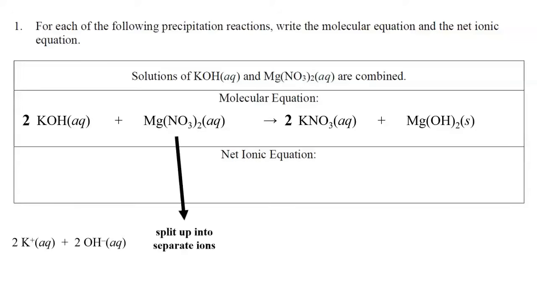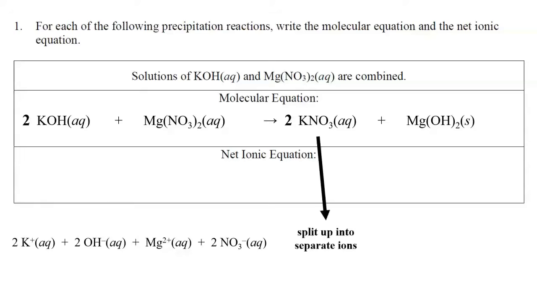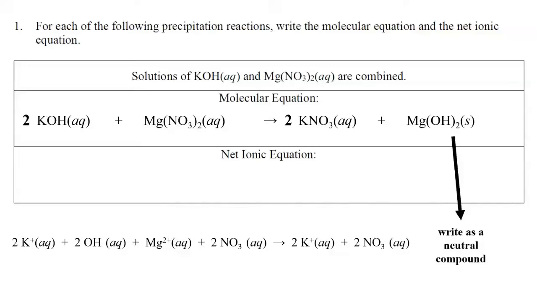Magnesium nitrate will split up into a magnesium ion, which is 2+, and then 2 nitrate ions. On the other side of the equation, because KNO3 is soluble, we're going to split it up into separate ions. So 2KNO3 splits up into 2 potassium ions and 2 nitrate ions. But now since the magnesium hydroxide is the solid precipitate, we're not going to split that up into separate ions. We just write that as one neutral compound, Mg(OH)2, just like that.